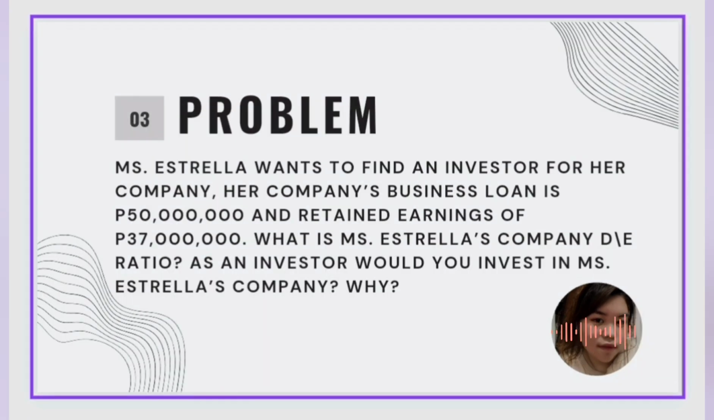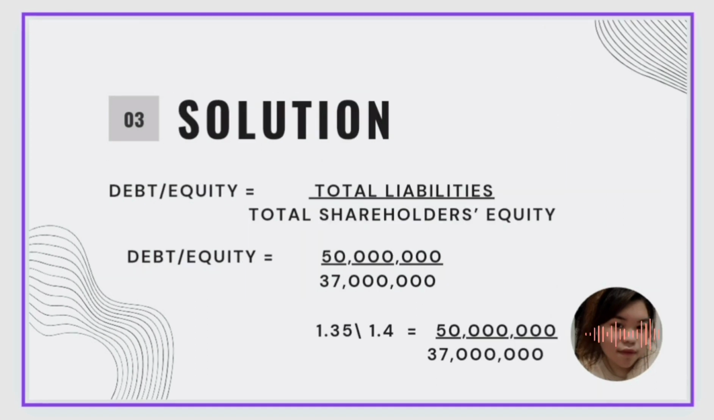Problem number 3. Miss Estrella wants to find an investor for her company. Her company's business loan is 50 million and retained earnings of 37 million. What is Miss Estrella's company debt to equity ratio? As an investor, would you invest in Miss Estrella's company and why?